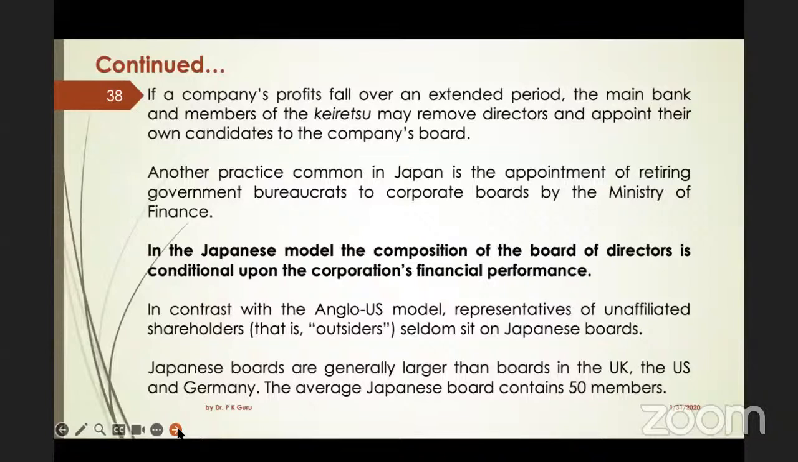So in contrast with the Anglo-US model, representatives are unaffiliated shareholders. That is, outsiders seldom sit on Japanese boards. Unaffiliated shareholders do not come to Japanese boards because all are insiders.